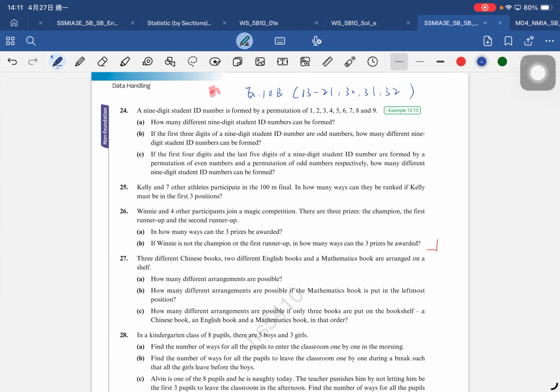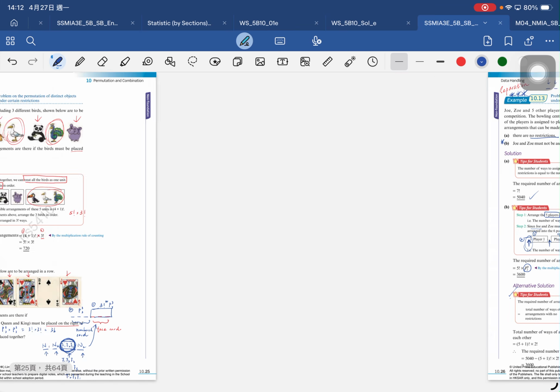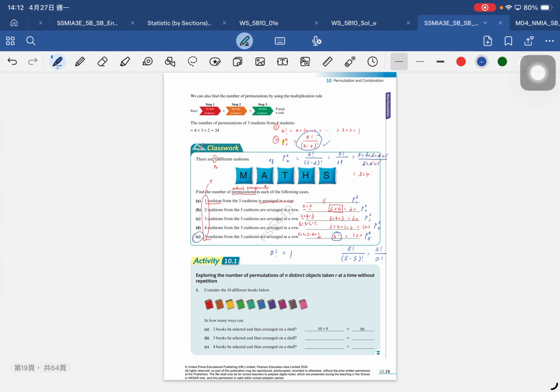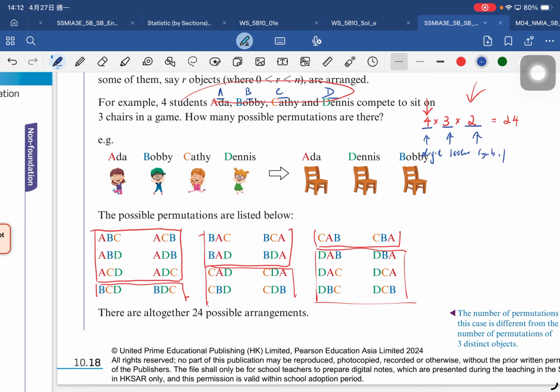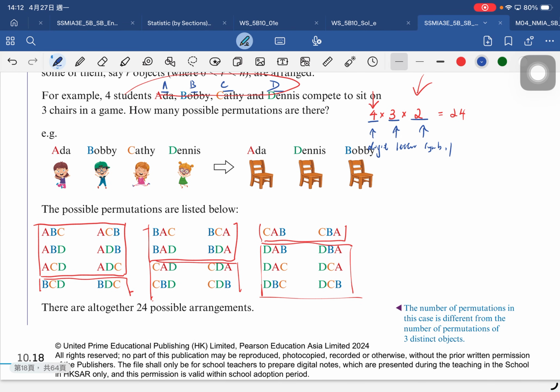Today I give you a brief introduction about the next one. Back to what you have learned about permutation first. Please remember permutation means order arrangement. For example, this one. Back to page 18. Page 18.